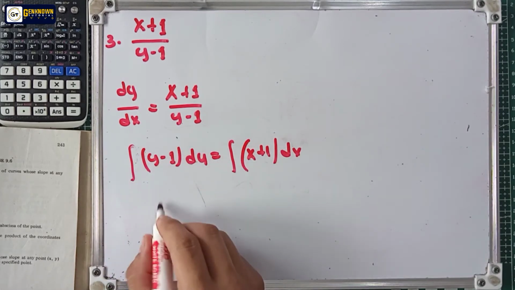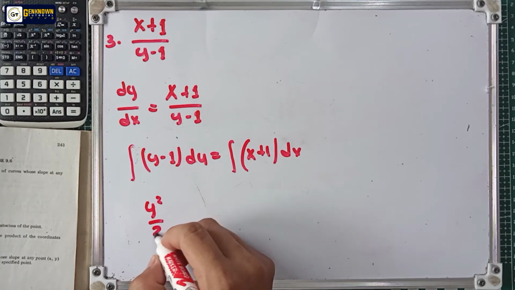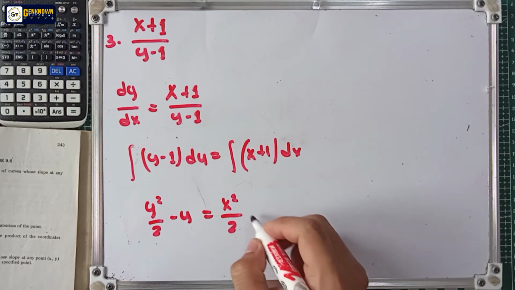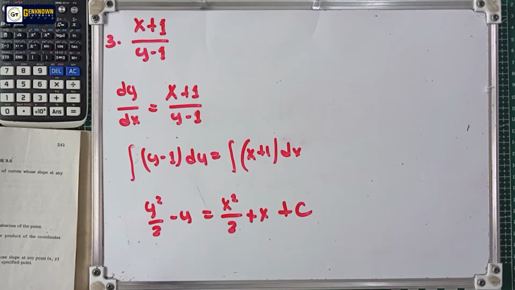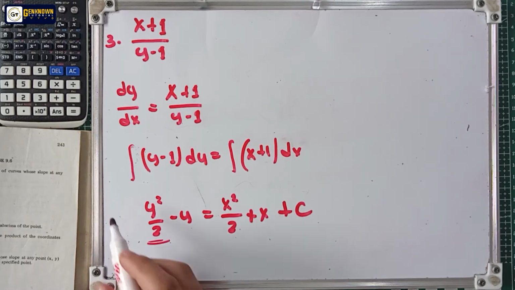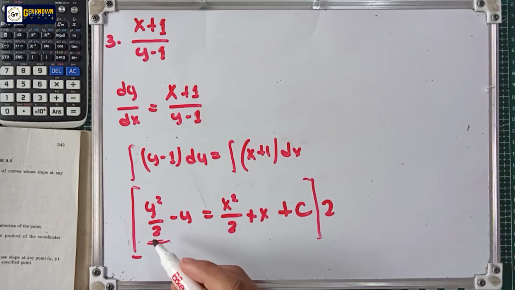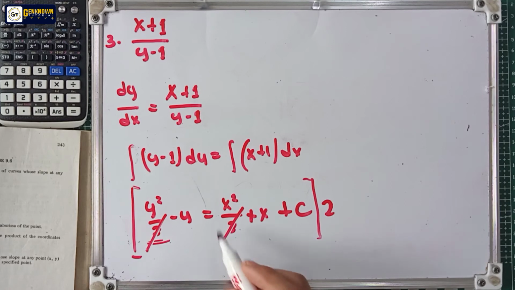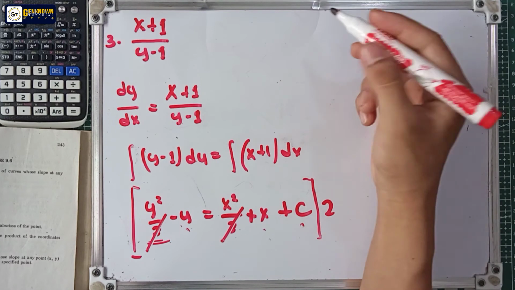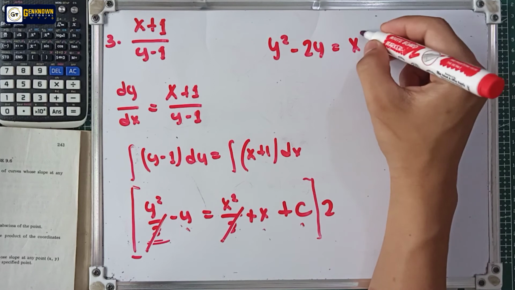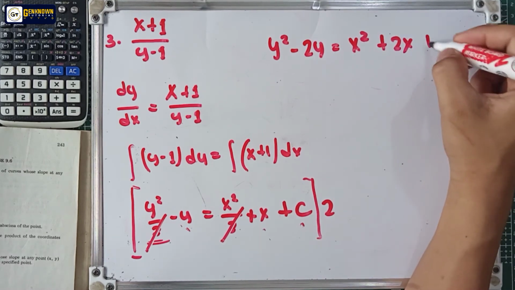So the integral of this part becomes y squared over 2 minus y, is equal to, this one naman, x squared over 2 plus x plus the constant. Okay, to eliminate the 1 over 2, or the denominator 2, just multiply the whole equation by 2. So probably matatanggal yan, yung mga denominator, at madadagdag or mamumultiply yung mga 2 sa mga walang denominator. So the final answer is y squared minus 2y is equal to x squared plus 2x plus 2c.